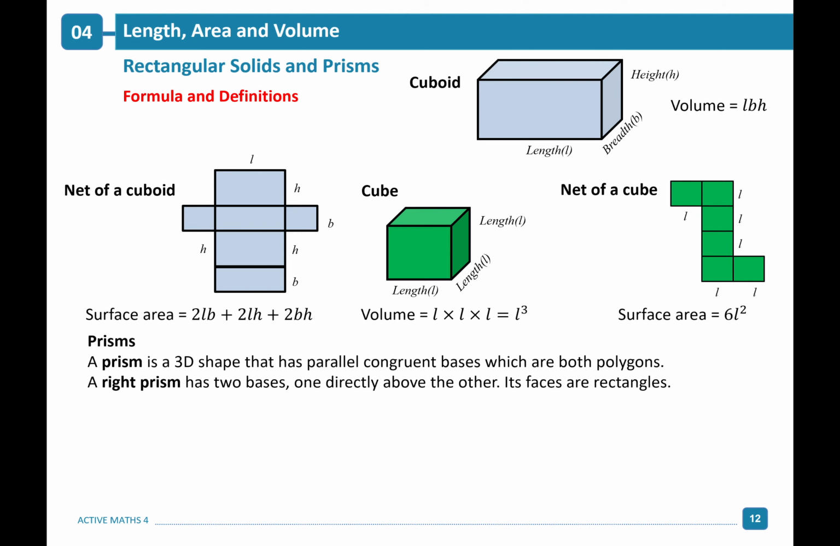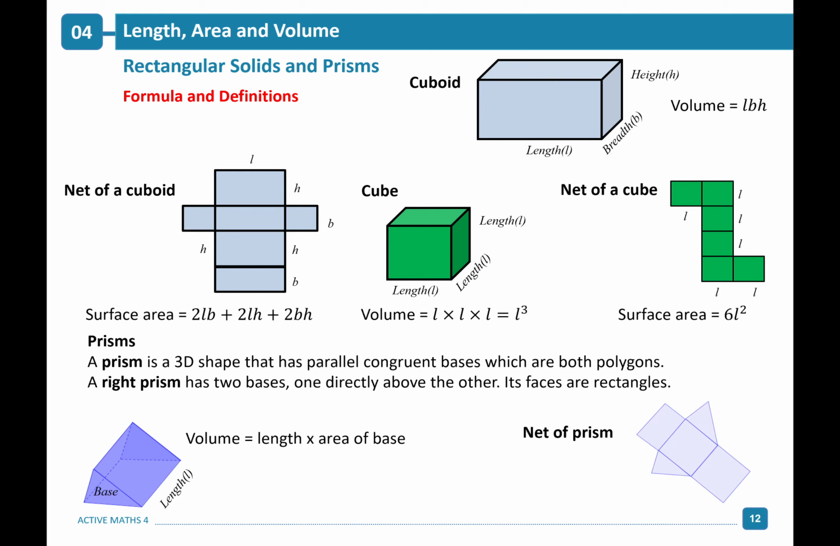A prism is a 3D shape that has parallel congruent bases, which are both polygons. A right prism has two bases, one directly above the other. Its faces are rectangles and looks like this. The volume of a prism is given by the length times the area of the base. And the net of a prism is found by finding the surface area of each side and adding them together.